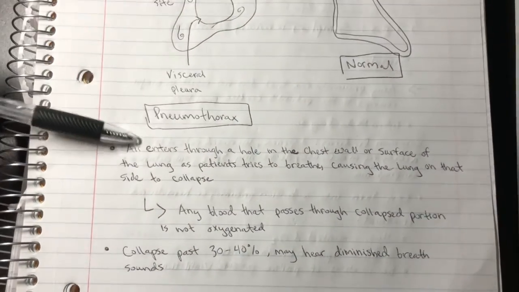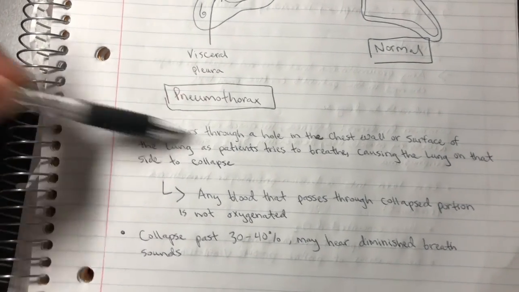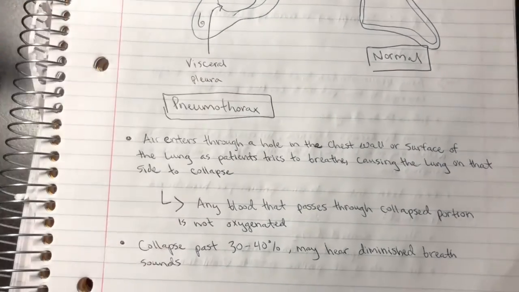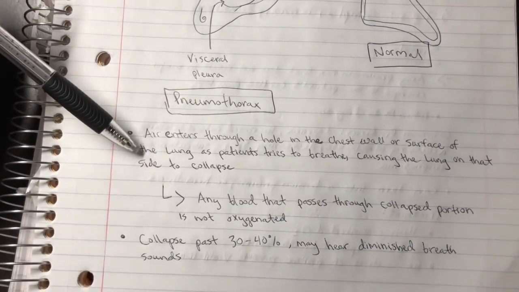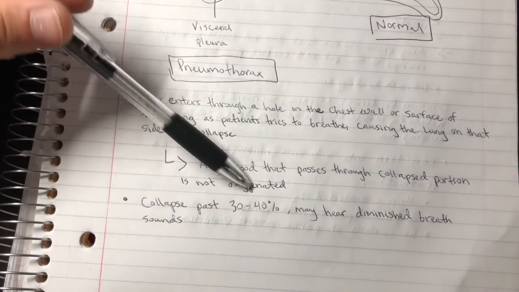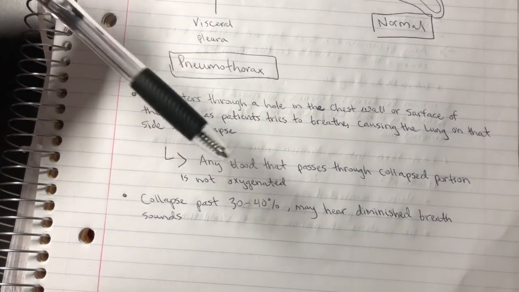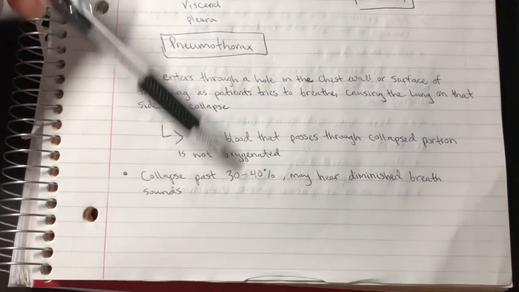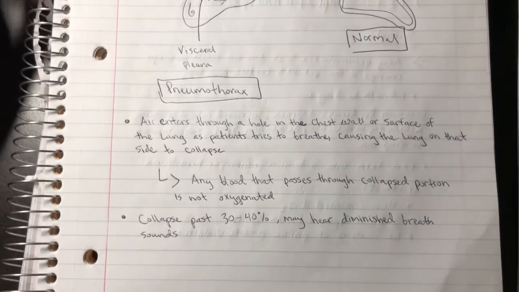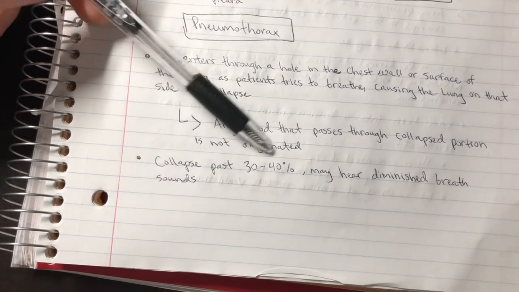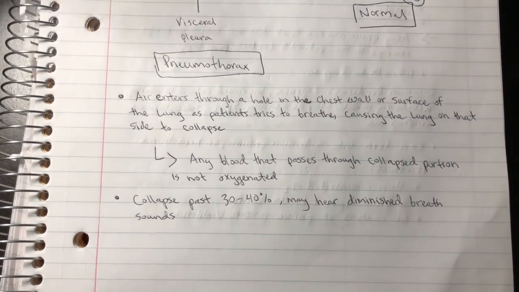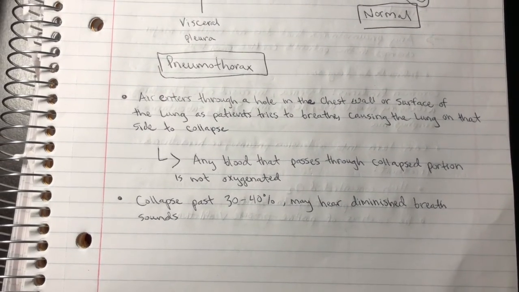Overall, with a pneumothorax, air enters through a hole in the chest wall or the surface of the lung as the patient tries to breathe, which causes the lung on that side to collapse. Any blood that passes through that collapsed portion is not oxygenated, and so it could cause hypoxia. Diminished breath sounds, which is a finding with pneumothorax, usually appear once it's past 30 to 40%, which is a good amount. So breath sounds may not be diminished right away, and that doesn't rule out the possibility of a pneumothorax.